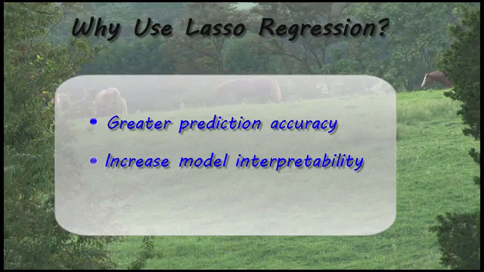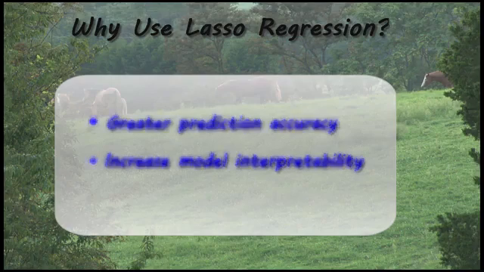Oftentimes, at least some of the explanatory variables in an OLS multiple regression analysis are not really associated with the response variable. As a result, we often end up with a model that's overfitted and more difficult to interpret. With Lasso regression, the regression coefficients for unimportant variables are reduced to zero, which effectively removes them from the model and produces a simpler model that selects only the most important predictors.